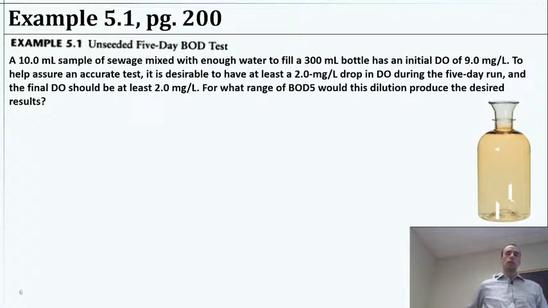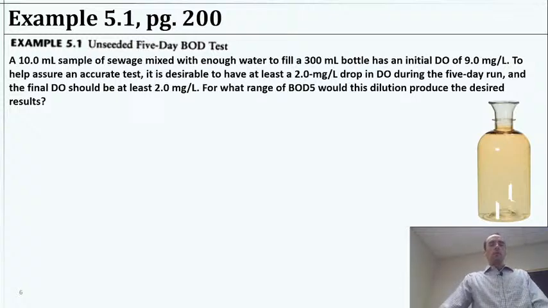And to help assure an accurate test, we want at least 2 milligrams per liter of a drop from day 0 to day 5. So we want at least a 2 milligrams per liter change during the 5-day run, and the final should be at least 2 milligrams per liter. We know we started at 9. We want to make sure it drops enough that we're confident our instrument's not just a little bit variable. And we want to leave enough DO, because we're not so sure about the instrument's accuracy perhaps below some level.